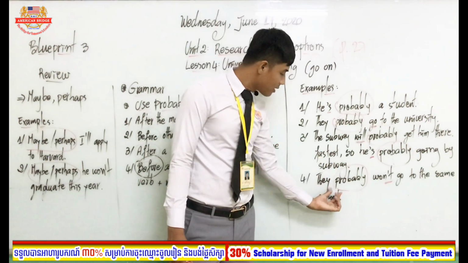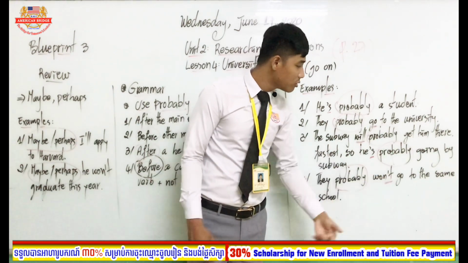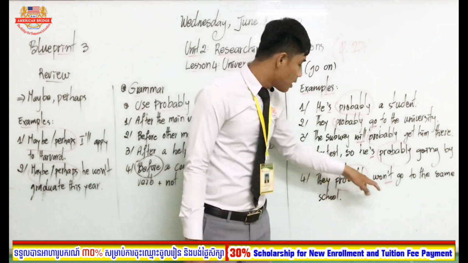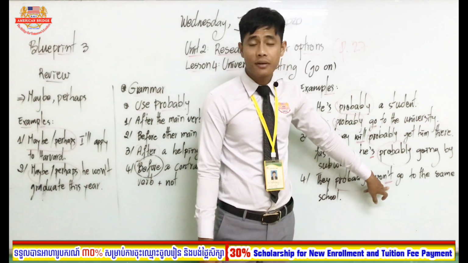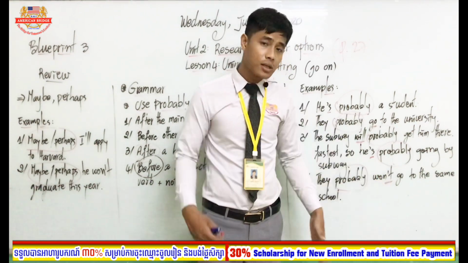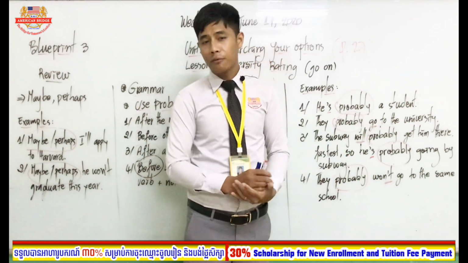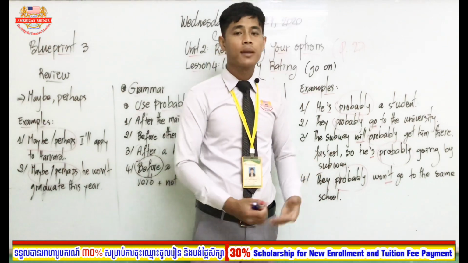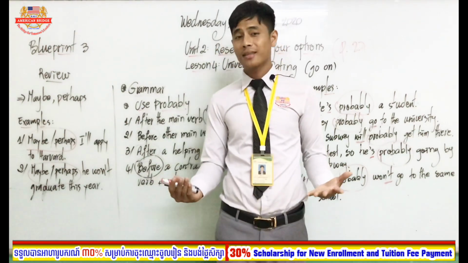Let's see number four. They probably won't go to the same school. So with this negative with the helping verb, helping verb plus not, we use probably before it. Good. Now that's all with this, everyone.